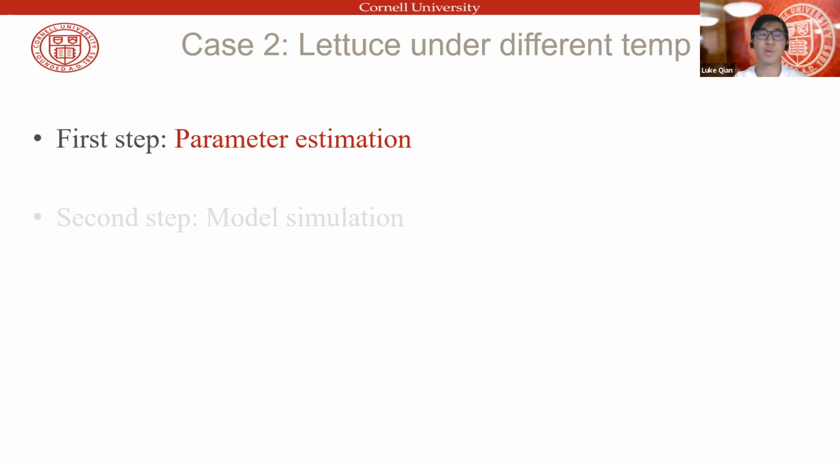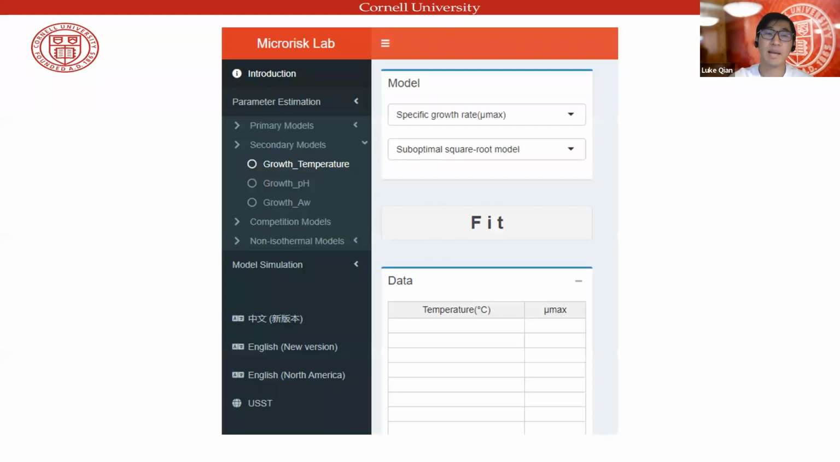Again, using a secondary model, we have two steps. The first step is parameter estimation. Let's go back to our micro risk lab and select secondary growth model. Because we're here for simplification purposes, we're only interested in the temperature as the primary factor that impacts the growth. So we select growth temperature. And the parameter we care about is the specific growth rate. Here, there are different types of secondary growth model. For simplicity, I will select the subordinal square root model here.